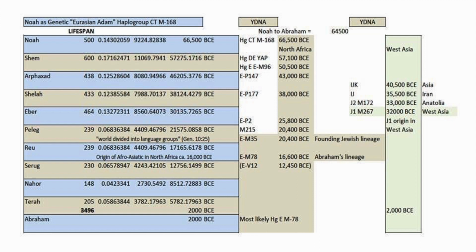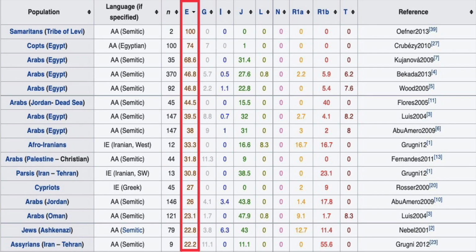Shem would be haplogroup DE, and then from Shem to Eber would be haplogroup E-P2 or E1B1, which can produce both E1B1A and E1B1B. Then Peleg or Reu would be E-M35, founding Jewish lineage. Then Reu or Serug would be E-M78, Abraham's lineage. Then all the way down to Abraham in 2000 BCE, he would be a downstream of E-M78. By the way, I didn't make this chart, but it is an interesting representation as to how Abraham could be E-M78. With that being said, Abraham and the Israelites would be E-M78, a downstream of it.